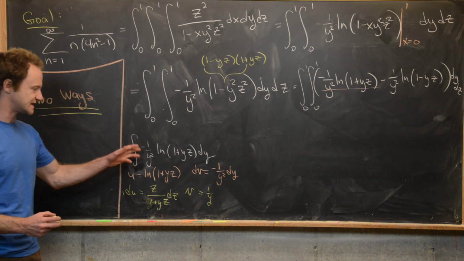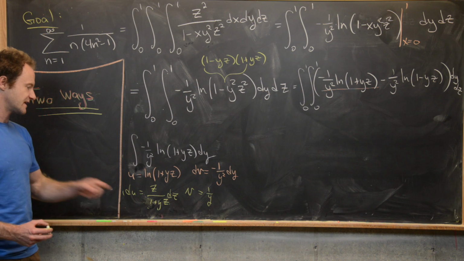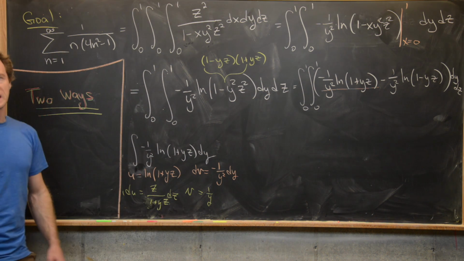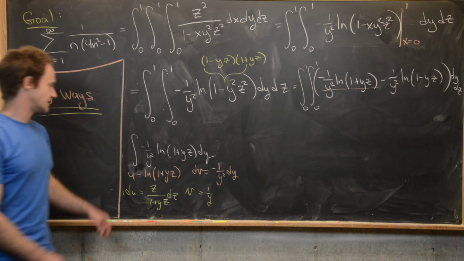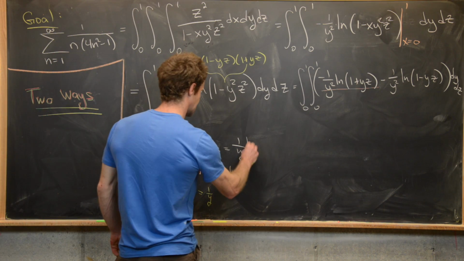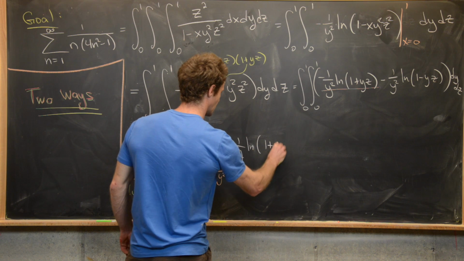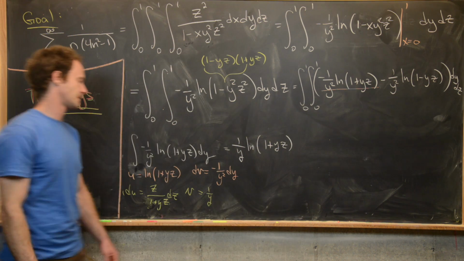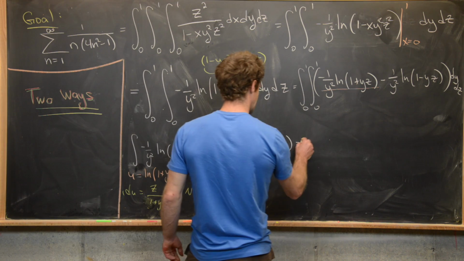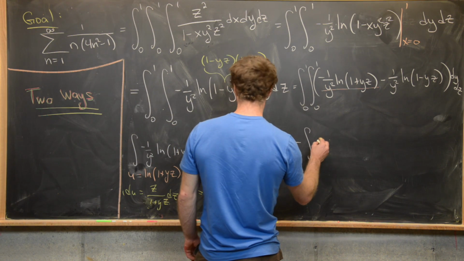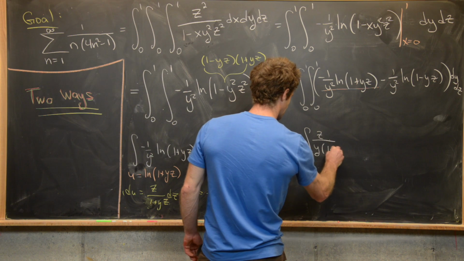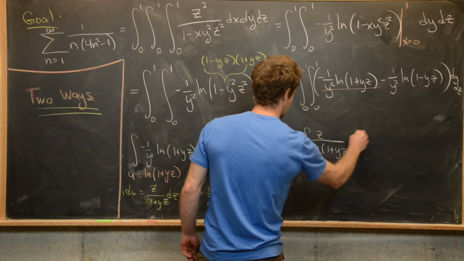Great. Now we use the standard integration by parts formula that says that we do u times v minus the integral of v du. So let's see what that's going to give us. That's going to give us 1 over y times natural log of 1 plus yz. And then v du, so that's going to be minus the integral of z over y times 1 plus yz, and then dy.